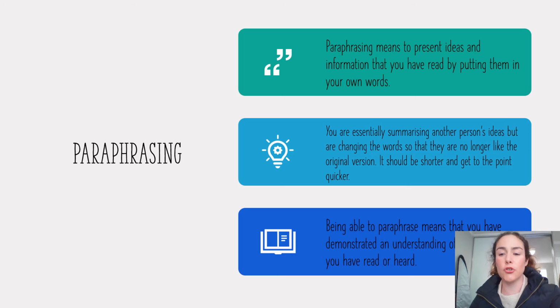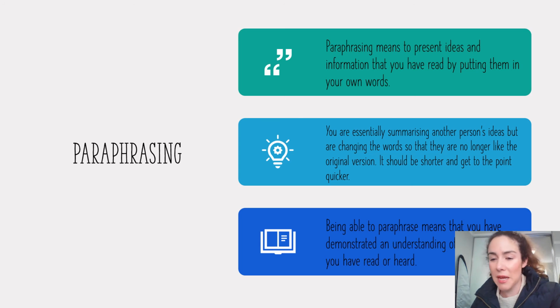All right, another strategy we can use when we are researching a topic for our informative text is paraphrasing. So paraphrasing means to present ideas and information that you have read by putting them in your own words. You are essentially summarizing another person's ideas but changing the words so that they are no longer like the original version. It should be shorter and get to the point quickly. Being able to paraphrase means that you have demonstrated an understanding of the text you have read.